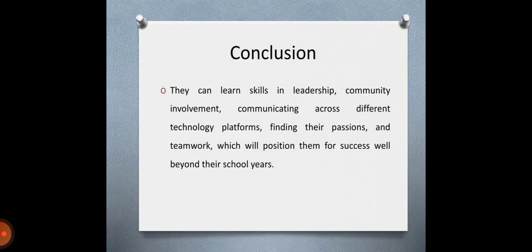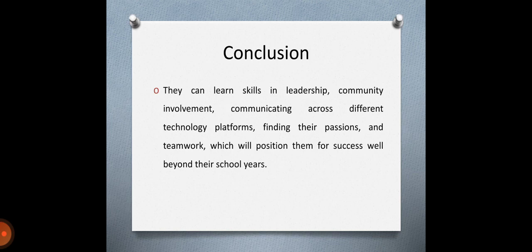To conclude on the uses of robotics, students can learn skills like leadership, community involvement, and communicating across technology platforms. They can easily find their passions and know how to work in a team. They can find a good platform after their schooling.